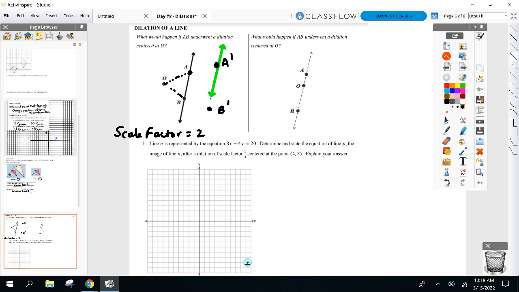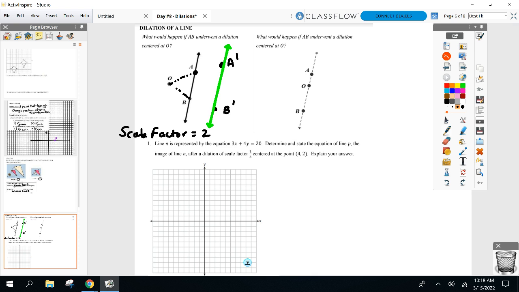You just dilated AB by 2, and that's what it looks like. I'd like you to make one observation about this. What do you know about the 2 lines? Use a nice little geometric term here. When I dilated a line, the 2 lines are still what? Zach? Parallel, yes. Lines are parallel after dilations.